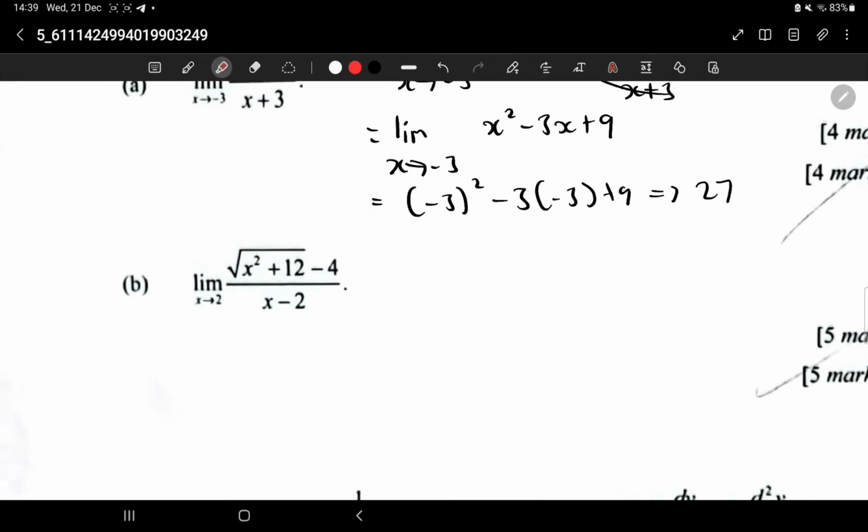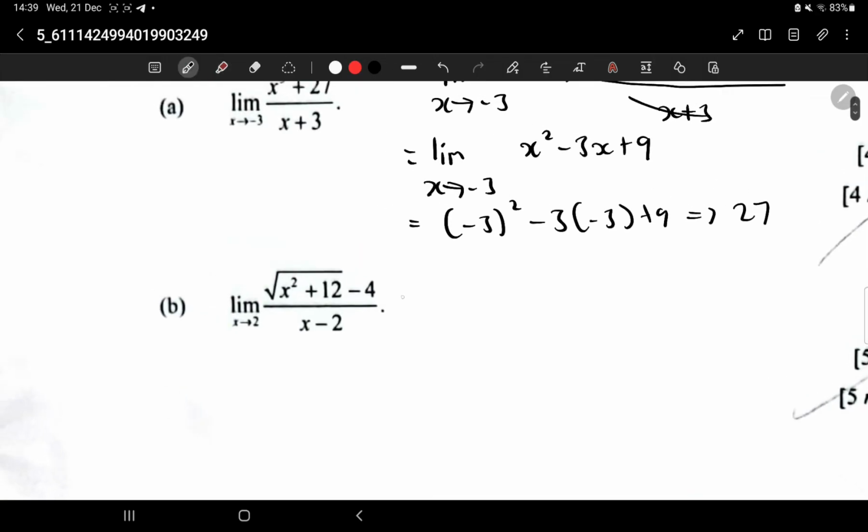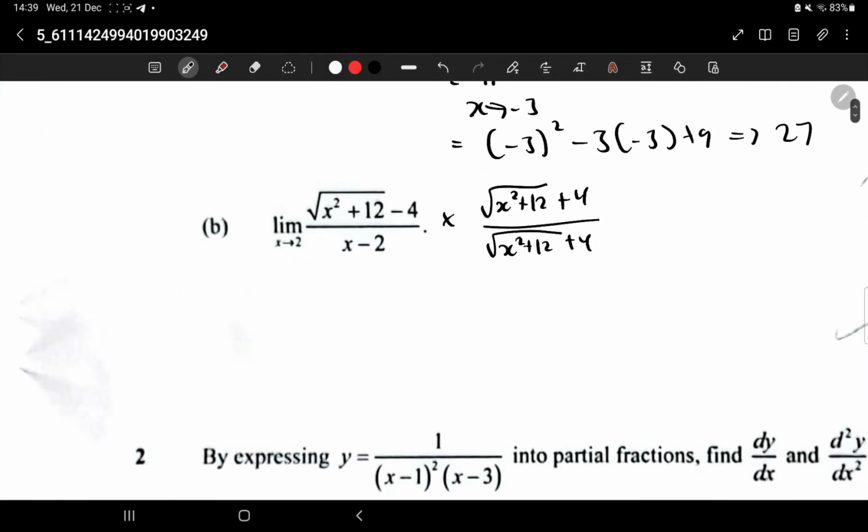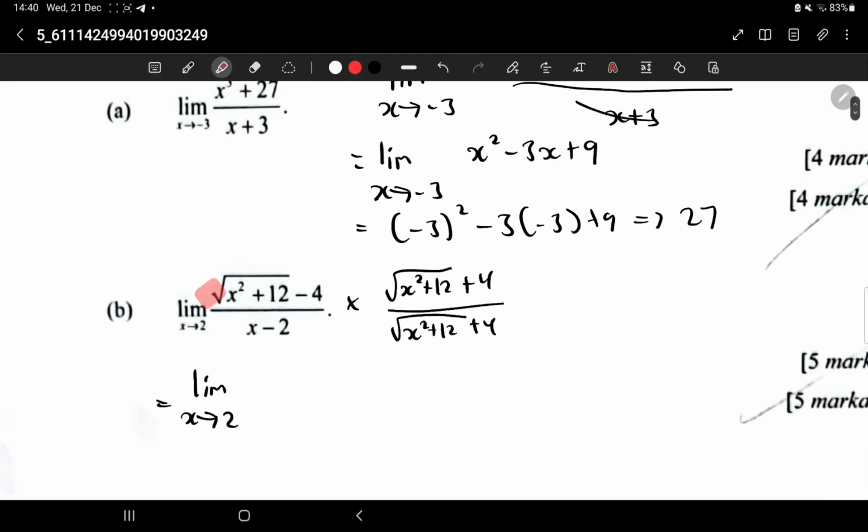So what is the conjugate of the numerator? I'm going to multiply it by square root of x squared plus 12 plus 4, divided by square root of x squared plus 12 plus 4, with the limit as x approaches 2. From here, it's essentially a minus b times a plus b, so we should get a squared minus b squared.